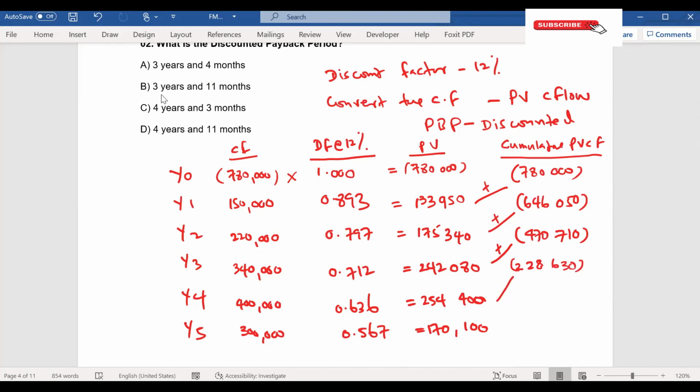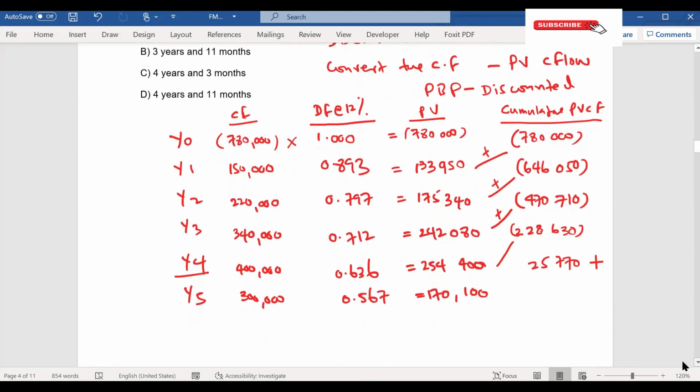Then plus 254,400. So it becomes positive 25,770. This becomes positive in year 4. So therefore, our payback period should be 3 years plus certain months from year 4.